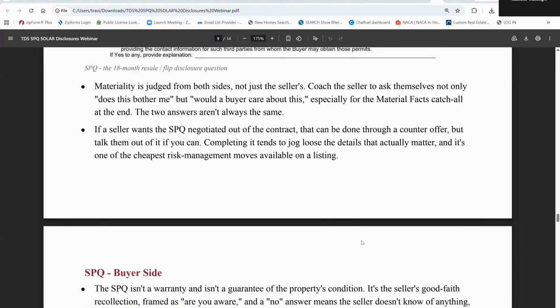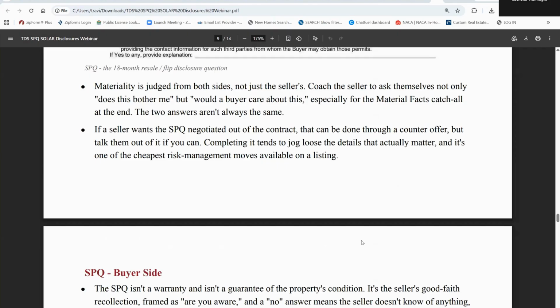Materiality is judged from both sides, not just the seller's. Coach a seller to ask themselves, not only does this bother me, but would a buyer care about this, especially for the material facts catch-all at the end. The two answers aren't always the same.